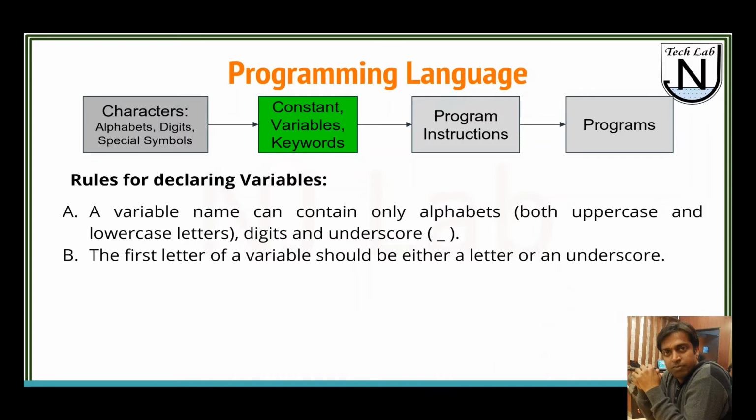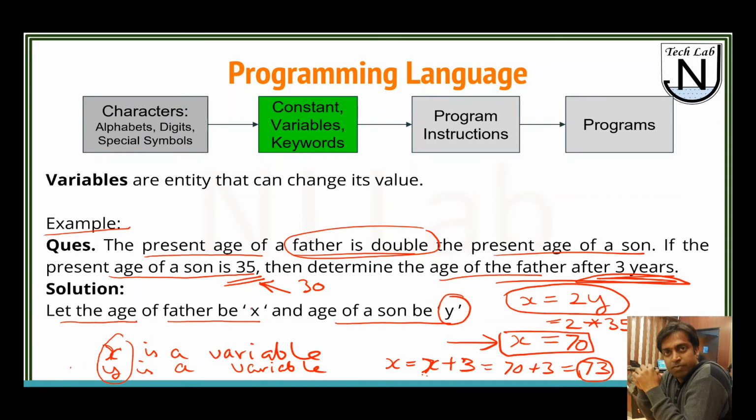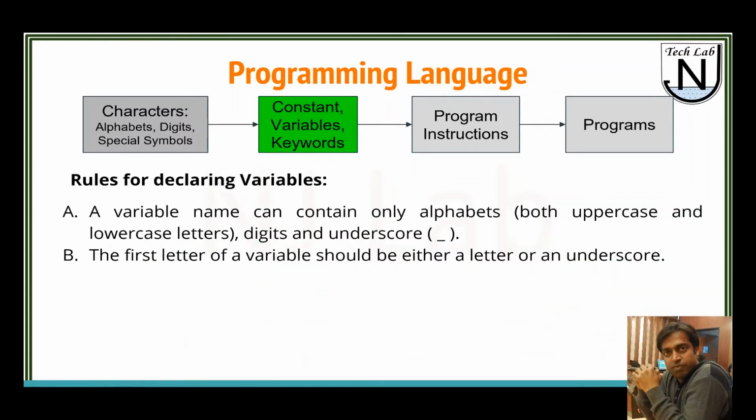Whenever we declare the variables, like over here I declared the names of the variables as x and y. Now if I want to declare a variable name, then there are some rules, and the rules are these: a variable name can contain only alphabets, both uppercase and lowercase are allowed. It can have digits and it can have underscore. Apart from this, we cannot use any other character. Any other character means we cannot use star, we cannot use ampersand, plus, minus, or any other special character. We can use only alphabets, digits and underscore.